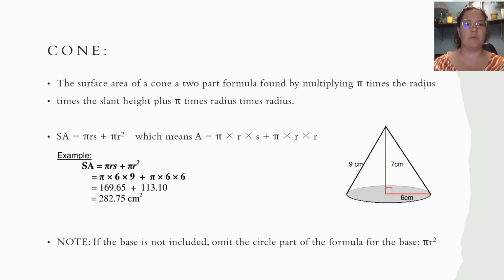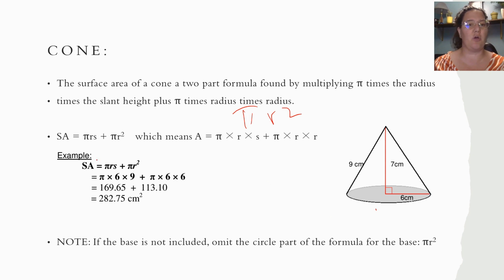Okay, now a cone. The surface area of a cone is, again, a two-part formula. We have pi times the radius times the slant, which is going to give us the cone shape, plus pi times the radius, or pi r squared, for the bottom. Now, our cone only has one circle, so we don't have to multiply that by two.